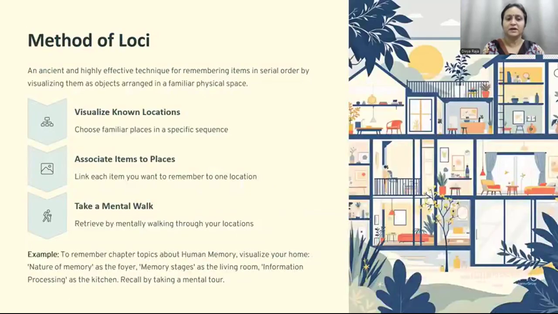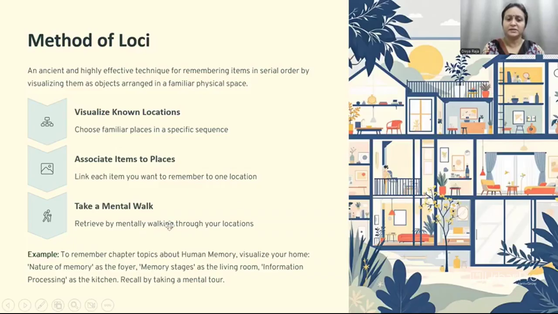The next method is method of loci. So here it's very effective for remembering things in a sequence, if you want to remember in a sequence by visualizing them as objects arranged in a familiar physical space. Firstly, the first step here is visualize known locations. So you should imagine a location which you are very familiar with. So choose a familiar place like your own home. The second step is associate items to places. Now, whatever you want to remember, associate it with each space in your home.